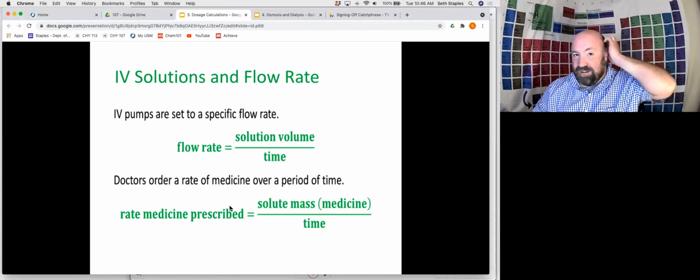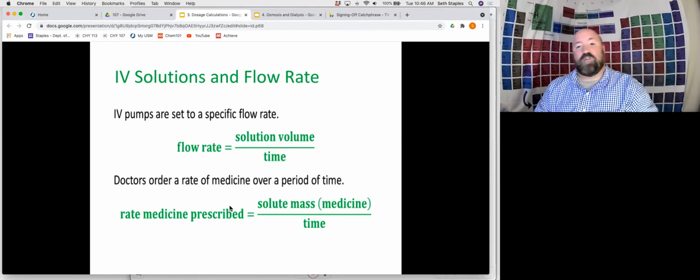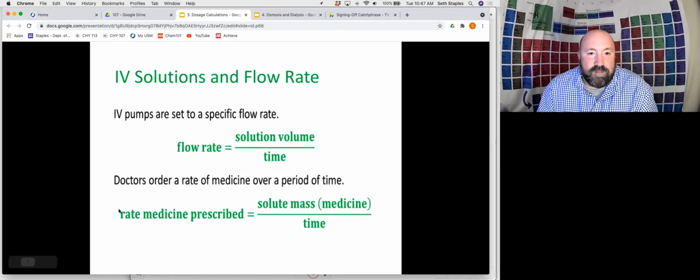You might also need to do calculations involving the concentration of an IV medication and a flow rate. So a flow rate is equal to the necessary volume of solution that needs to be given over a time factor. And so doctors will often order a rate of medicine over a period of time. And so we would have the rate of the medicine prescribed is equal to the solution mass over the time scale that we're looking at.